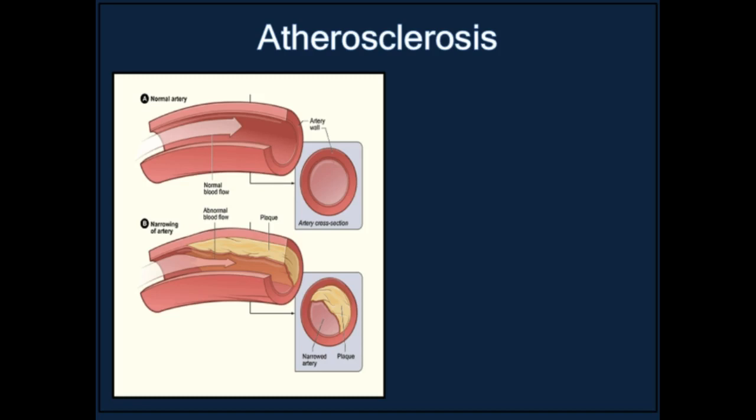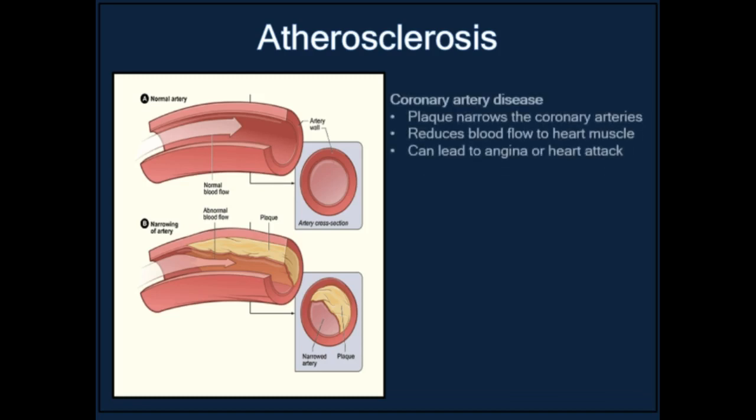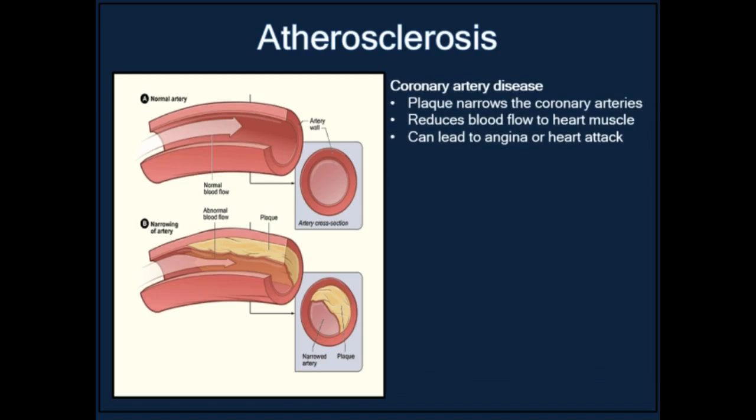Major risk factors include hypercholesterolemia, cigarette smoking, hypertension, and diabetes. Atherosclerosis can occur within the coronary arteries due to a buildup of plaque which narrows the lumen. This reduces blood flow to the myocardium and can lead to angina or a myocardial infarction. Carotid artery disease occurs when plaque blocks this major artery supplying blood to the brain. This eventually leads to a stroke.